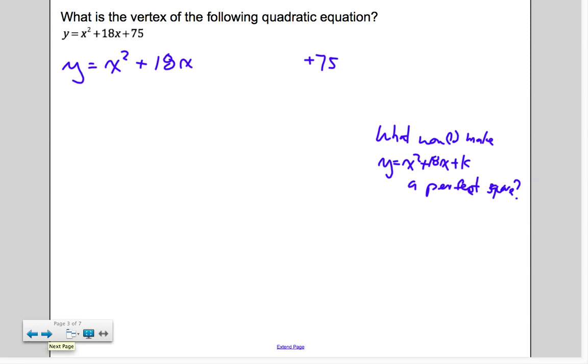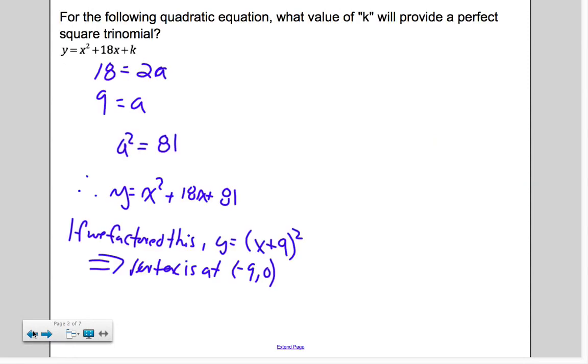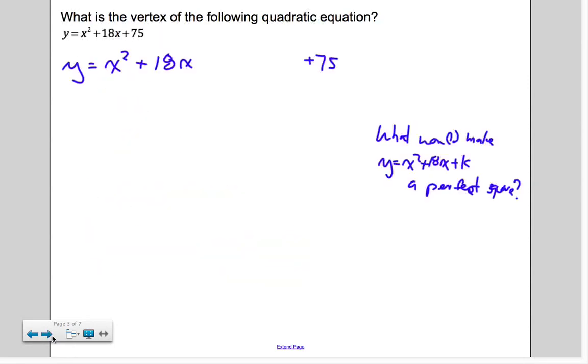Plus 6? What? 81. What value of k would make this a perfect square trinomial? 81 would. Yes, positive 81. So we know if we have positive 81, that makes it a perfect square. Well, we're going to put in here plus 81.